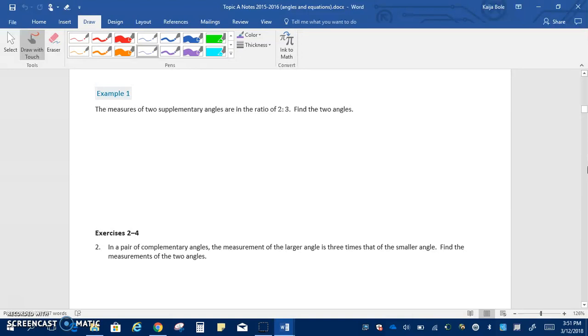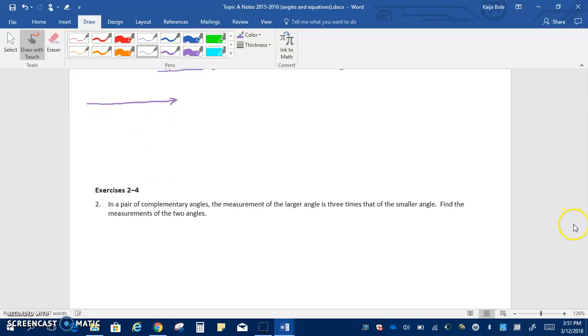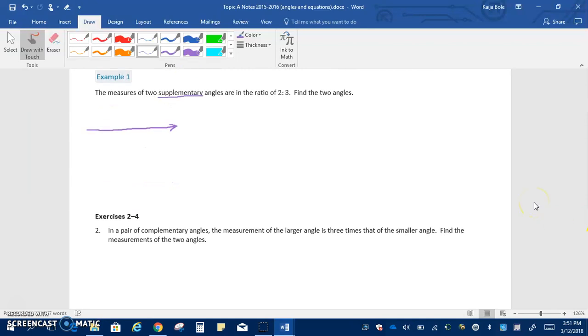Example 1 says, the measures of two supplementary angles are in the ratio 2 to 3. Find the angles. First I want to draw a little picture. Supplementary angles means we will have this straight line here because it's 180 degrees, and then we're going to have two angles, so one will be 2x and one will be 3x. To find the value of x, if we add them together, they will equal 180.